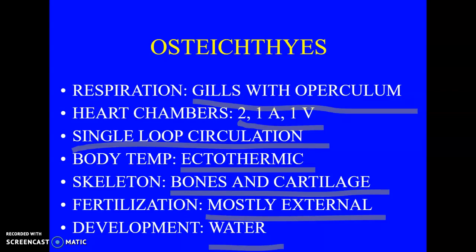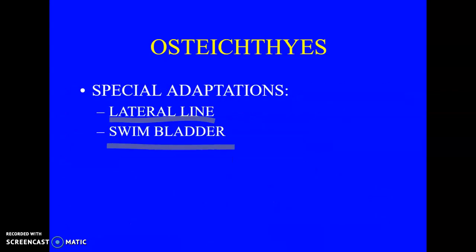Fertilization is mostly external. A few examples of internal, but those are kind of rare. And development, of course, it develops in the water. And special adaptations. It has this thing called a lateral line. If you'll look at a fish, if you look down the side, and you're going to see this in the video, there's this line. It's a pressure sensor. It knows when it's getting close to something, and it knows when it's close to another fish, and that's how those fish in schools can all look like they're swimming in the same motion, which they are, and that's how they sense each other's motion, is by this lateral line.